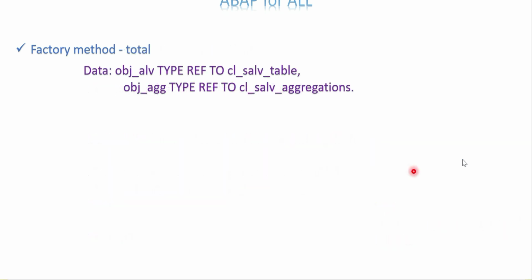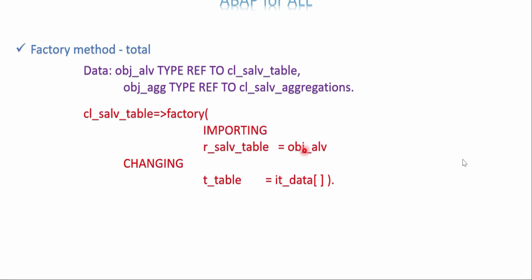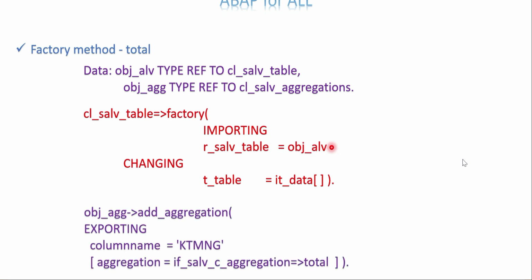And the next one is a total. I want to make a total of any of my columns. So what I have to do is I need an object which refers to the SALV aggregation class. Okay, so then I need a reference of the object. This is always the old code. Get the reference of your base object. So after that, there is a method called add aggregation.